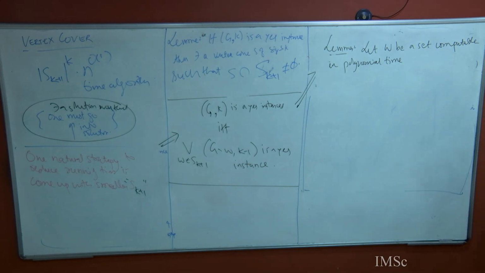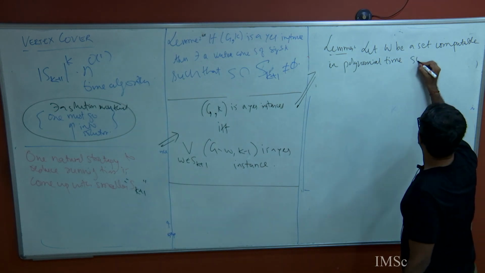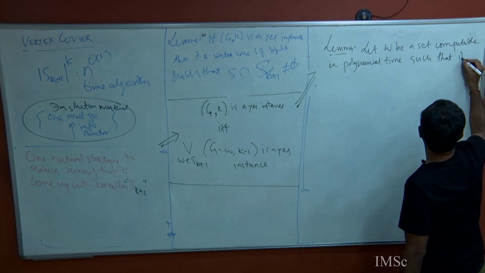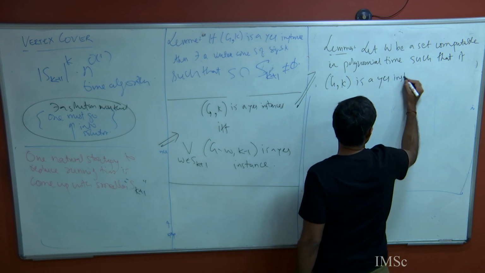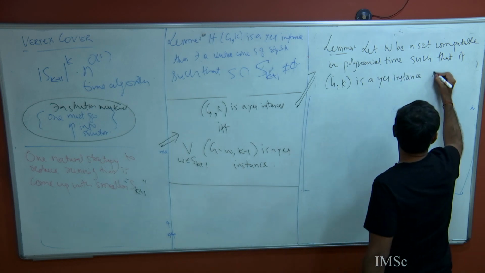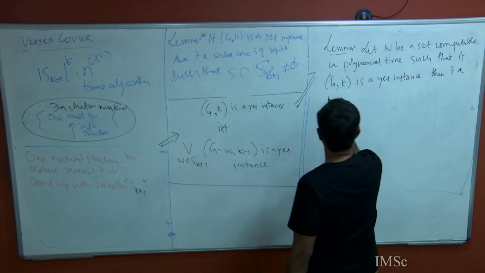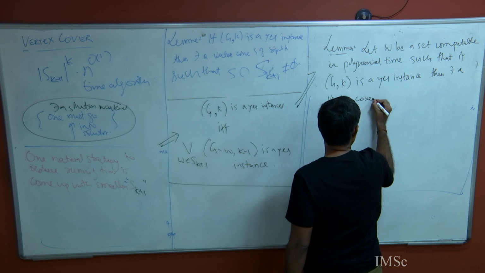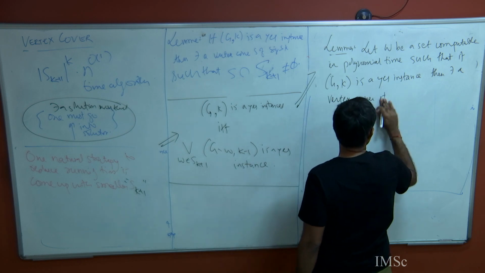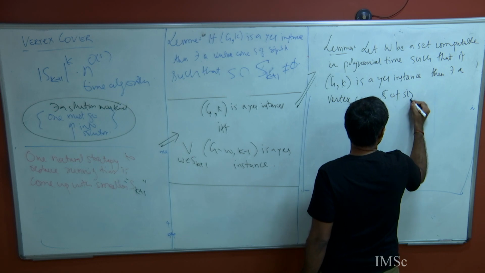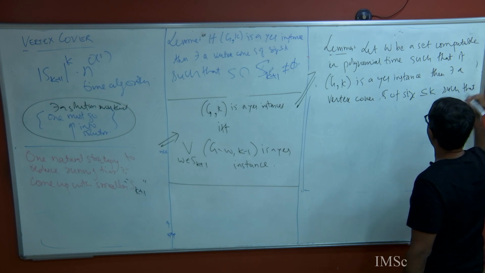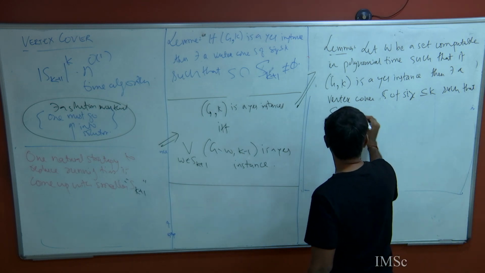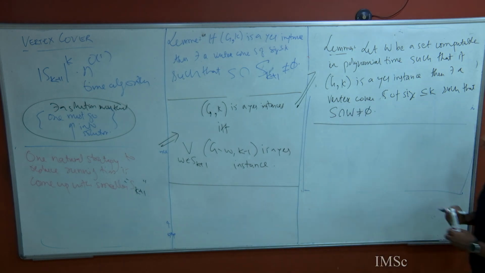Let W be a set computable in polynomial time such that if (G, k) is a yes instance, then there exists a vertex cover S of size at most k such that S intersection W is not equal to empty. This is my lemma, which I would like to prove.